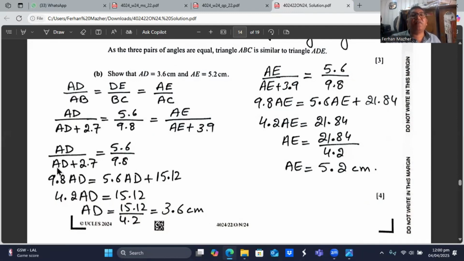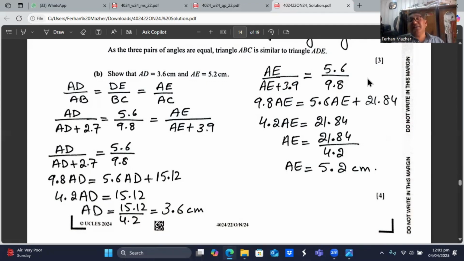So the AD divided by the AD plus 2.7 is equal to 5.6 divided by 9.8. So 9.8 AD is equal to 5.6 AD plus 15.12. So 4.2 AD is equal to 15.12. AD will be equal to 15.12 divided by 4.2, and that will be 3.6 centimeter. Then I will take this portion. AE divided by AE plus 3.9 is equal to 5.6 divided by 9.8. Cross multiply.